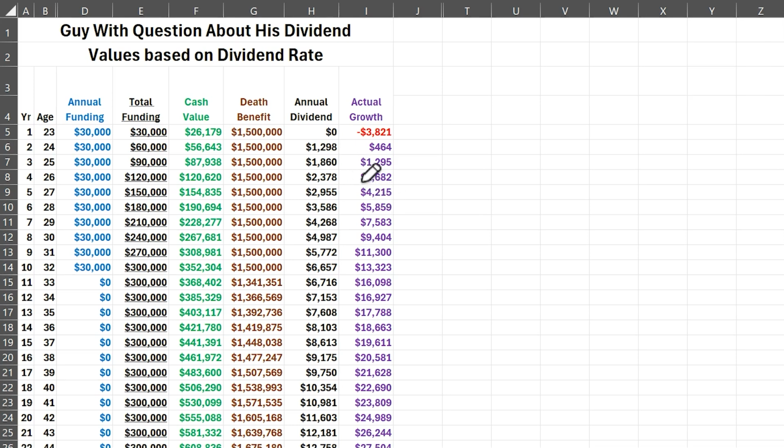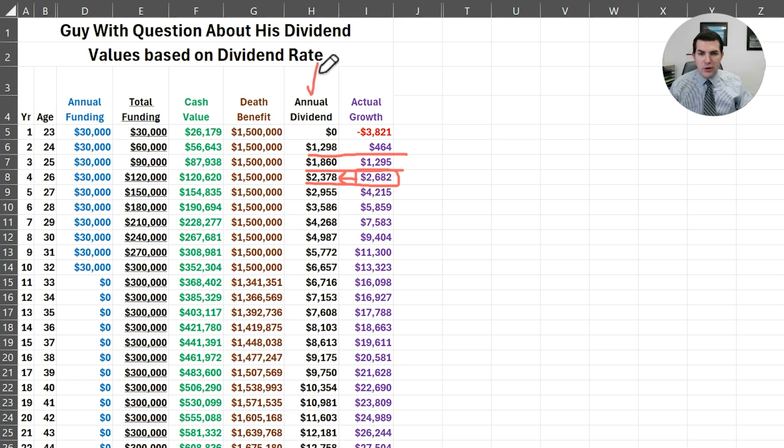Now, what you'll always see as we look at each year pass is eventually the actual growth will exceed the annual dividend column, because the dividend only reflects the surplus, whereas the actual growth reflects the surplus plus the guaranteed interest. So think of it as your net growth year over year. So here's what it looks like as time passes. Much higher than the dividend because it is including the guarantees.